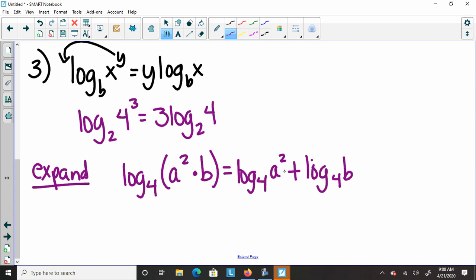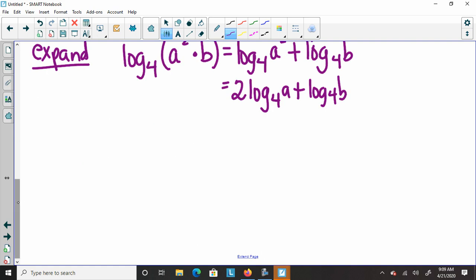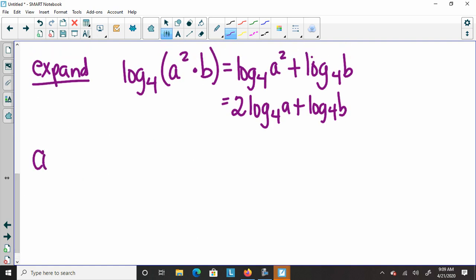So the times turns into a plus, and then we have a power. We don't want to keep our powers there, so we're going to shove that power in the front. So that's 2 log base 4 of a plus log base 4 of b, and that's it expanded. So times turns to plus, powers go in the front. We'll do one condensing problem, and then I'll show you how to put these in the calculator. Not these particular ones, but the ones from last time where you were evaluating them.